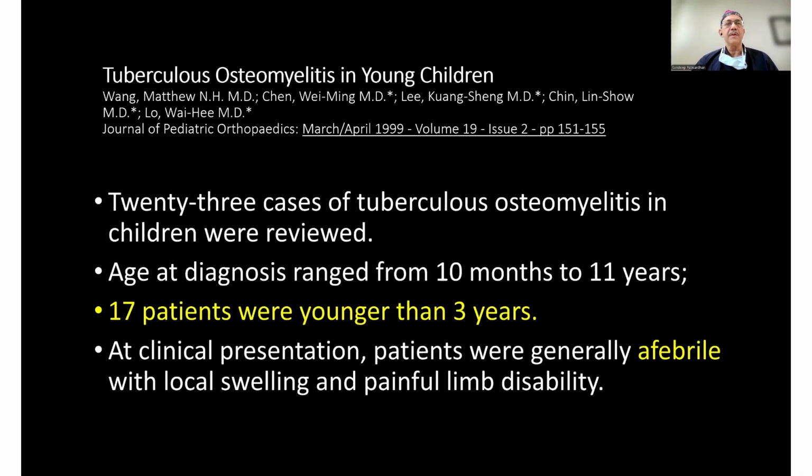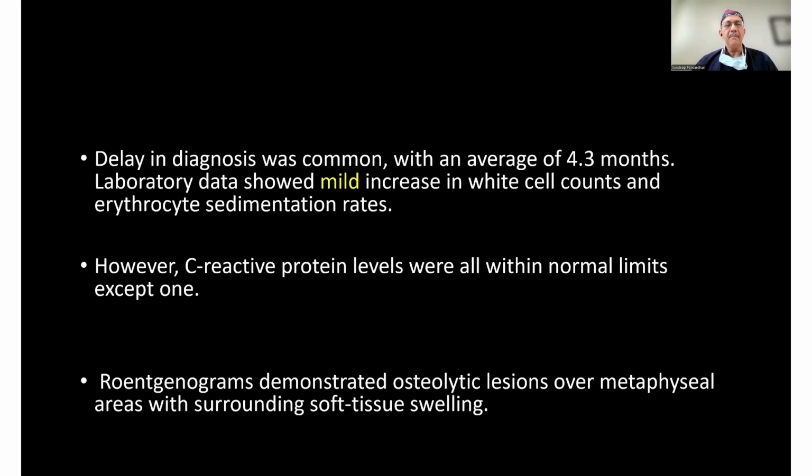This series, which was published in JPO, had 23 cases of TB osteomyelitis, age between 10 months to 11 years, 17 patients less than 3. Generally afebrile, mild increase in the lab parameters, CRP very well within normal limits, and X-ray will always show an osteolytic lesion in the epimetaphyseal area.